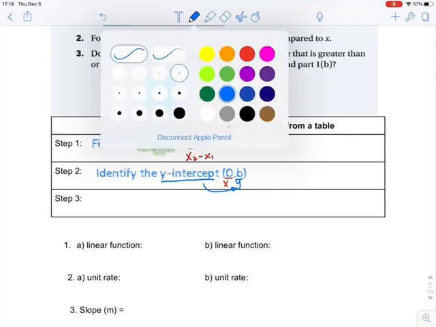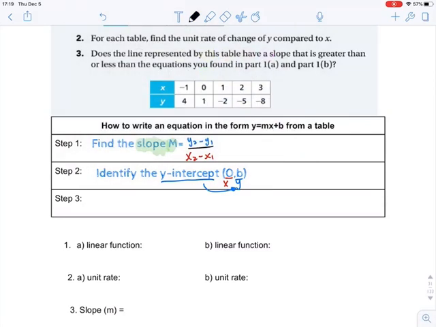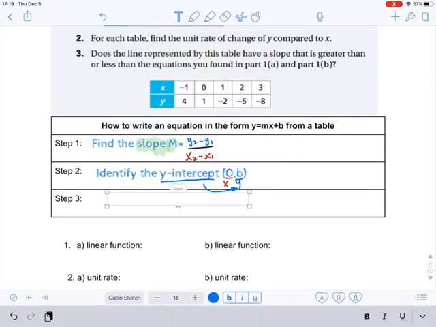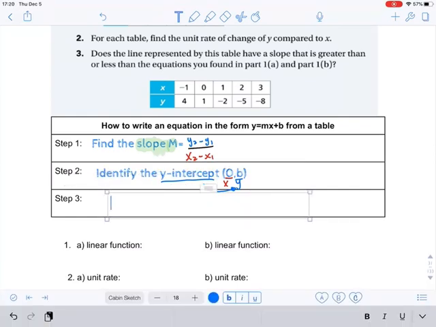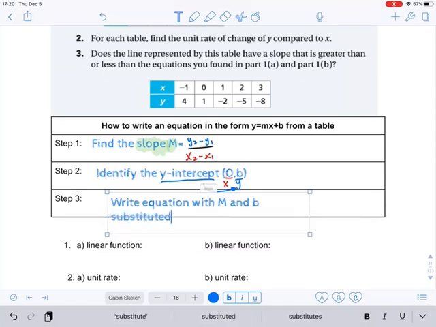Good. So lastly, write your equation. Okay, lastly, you should write your equation with m and b substituted in.